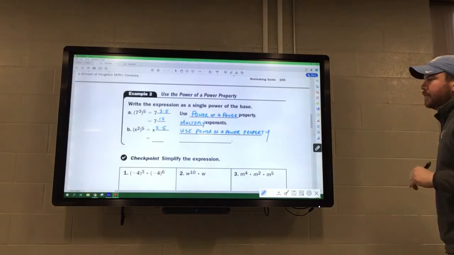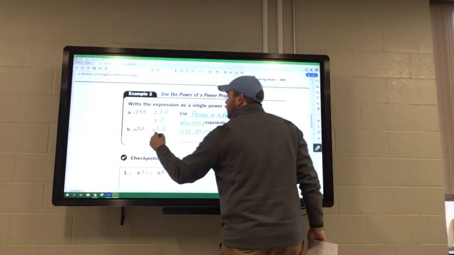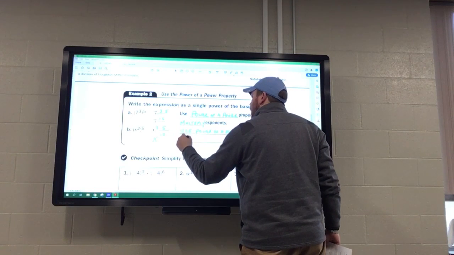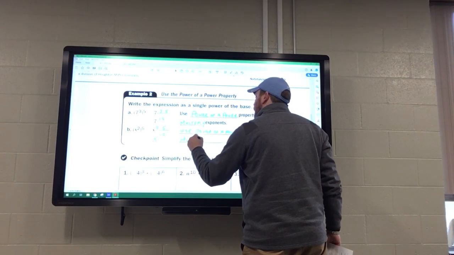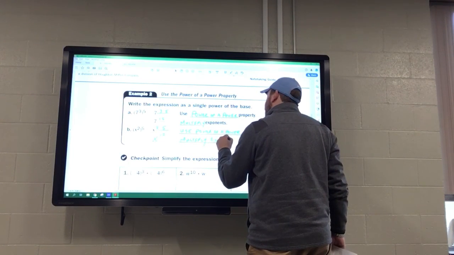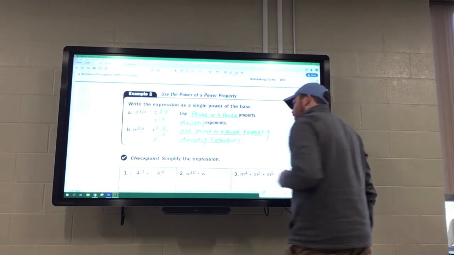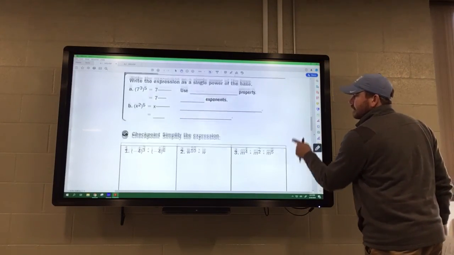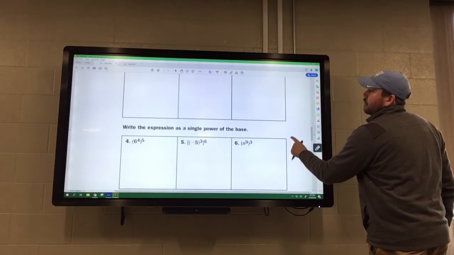Of course, 2 times 5 is 10, so our final answer is x to the 10th power, and we found that by multiplying our exponents. So that's how we use the power of a power property. Let's look at a couple more examples. So we'll do these checkpoint problems together.